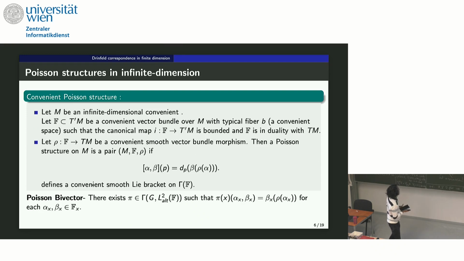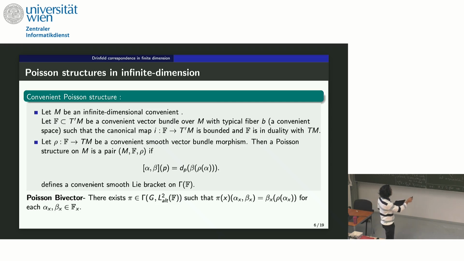Let me go directly to the definition of an infinite dimensional Poisson structure on a manifold M, which is modeled on an infinite dimensional convenient topological vector space. We will say that the pair M with a vector bundle F and this rho is a Poisson structure on M if F is a convenient vector bundle over M, which is a subset of the convenient vector bundle, the cotangent bundle of the manifold. This T prime M is a convenient manifold. It has a convenient manifold structure. This is just the space of all conveniently smooth covectors at every point.